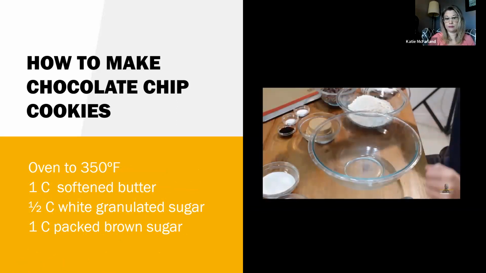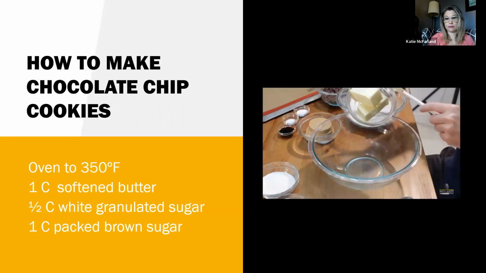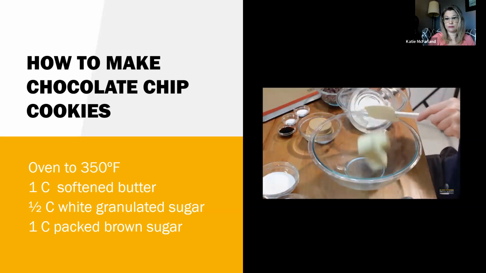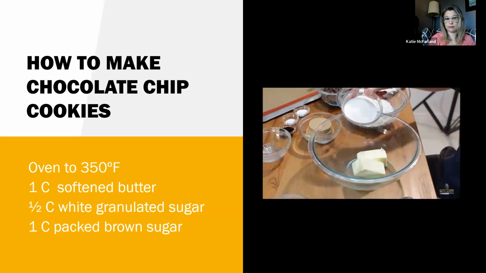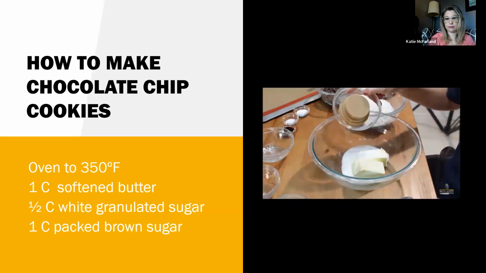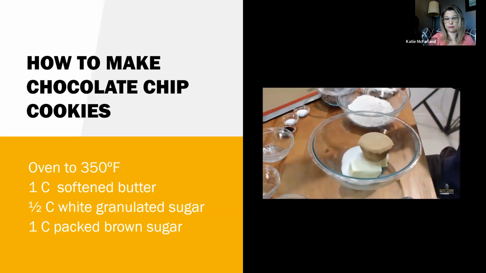To 350 degrees Fahrenheit. Then we start with 1 cup of softened butter, 1/2 cup of white granulated sugar, 1 cup of packed brown sugar.